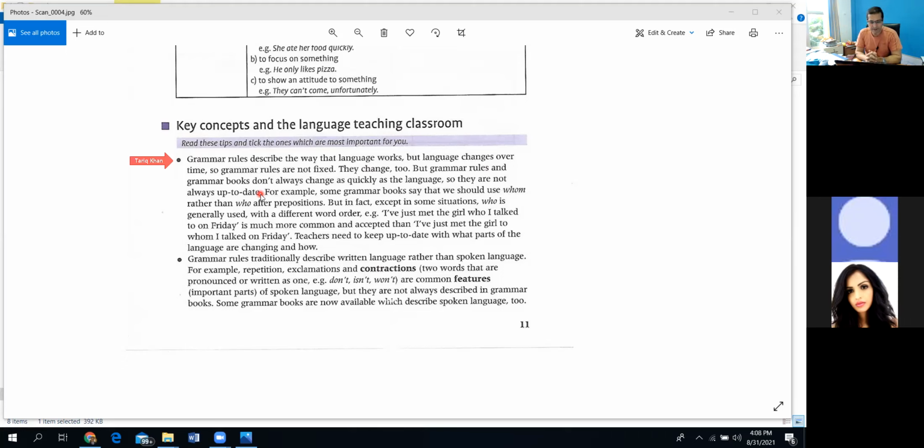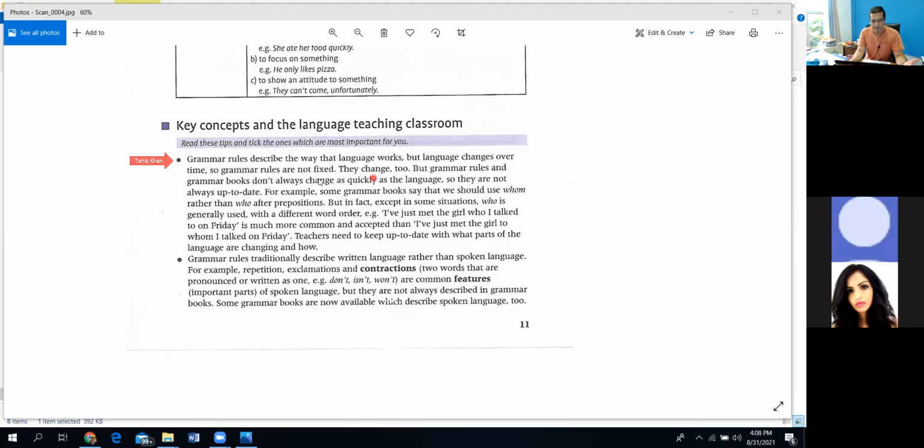So going ahead, as they say here, grammar rules describe the way that language works, but languages change over time. Changes are happening in the language. Languages don't remain static. If a language remains static, not changing, it disappears. It becomes part of history.